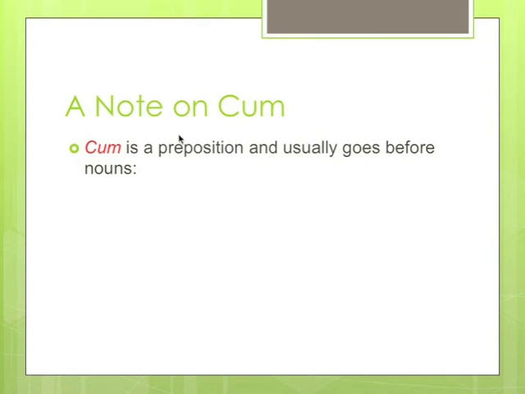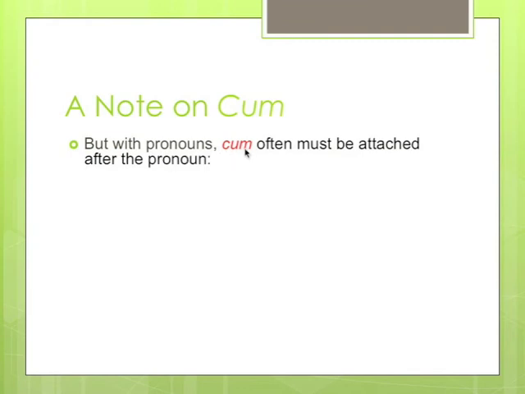One little note on this, a note on cum. Cum is a preposition and usually goes before nouns. For example, cum Marco, with Marcus, or cum viro, with the man, or cum serva, with the slave woman. But with pronouns, cum often must be attached after the pronoun. For example, me cum means with me. Me is the pronoun and cum comes after it. So me cum is how you say with me in Latin. Te cum is how you say with you. Here's the word for you, te, the ablative of the word tu. Nobis cum, nobis is the ablative of nos, we, so this means with us.